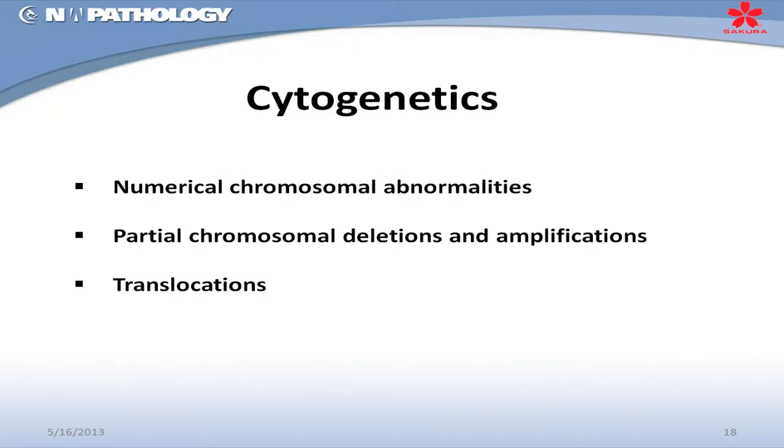It can also be used to detect partial large-scale chromosomal abnormalities. So if you lose a portion, you still have a chromosome, but you've lost a portion of it, that would be a partial deletion, or large amplifications that can be detected. And also translocations, where one portion of a chromosome has been moved over to connect to a different chromosome, and you have abnormality at that junction point that can cause abnormal gene expression.